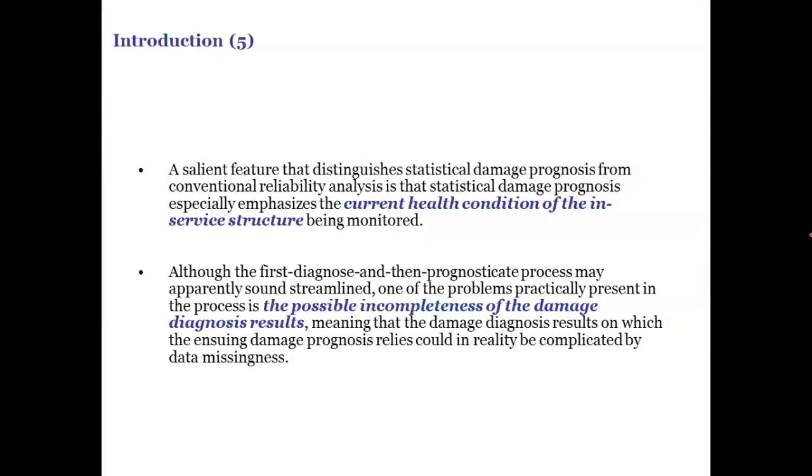As such, we can expect there could be some damage that already exists in the structure. So we need to take into consideration the existing damage present in the structure when we perform damage prognosis. This sometimes works. Some other times we may face this kind of problem, that is the incompleteness of the damage diagnosis results.